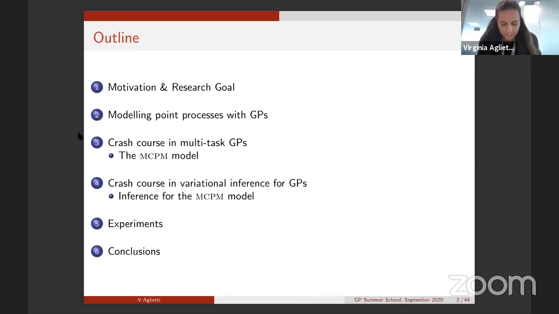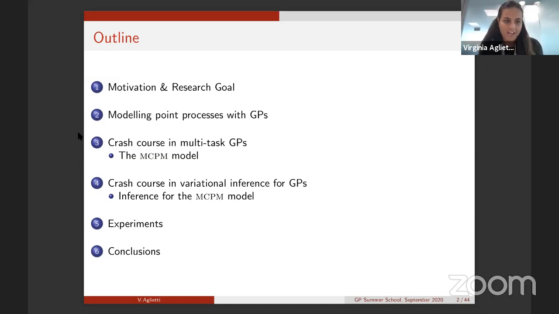So let's start with a bit of an outline for today's seminar. First of all, I'll try to give you a bit of motivation and goal when we are looking at point data, count data, point processes. I'll then speak about some of the commonly used approaches for modeling the intensity of Poisson processes with Gaussian processes.